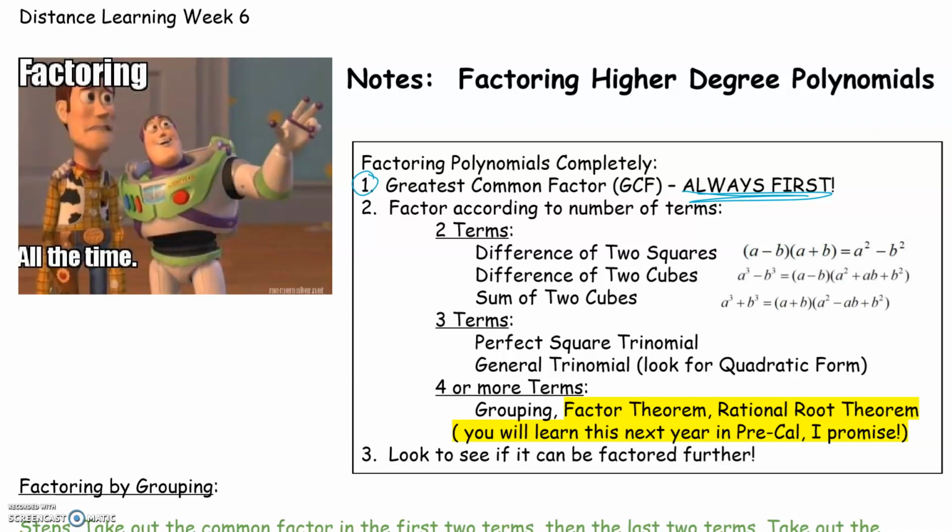Okay, second thing is factor according to the number of terms. So if it has two terms, you're going to look at these three things. See if it's a difference of two squares, difference of two cubes, or a sum of two cubes.